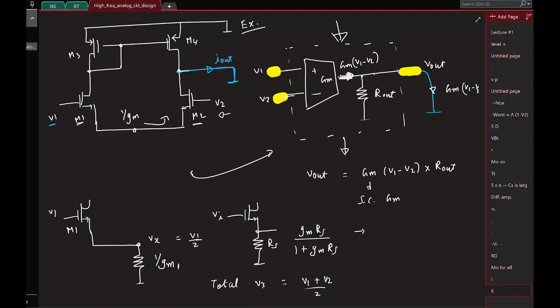Again, please note this is equal to (V1 plus V2) by 2 only in the experiment where we have shorted the drain. If you don't short it, this need not be equal to (V1 plus V2) by 2. So only in this particular experiment where I have shorted the drain, this holds good. So now we know the source voltage. So what is the incremental current?